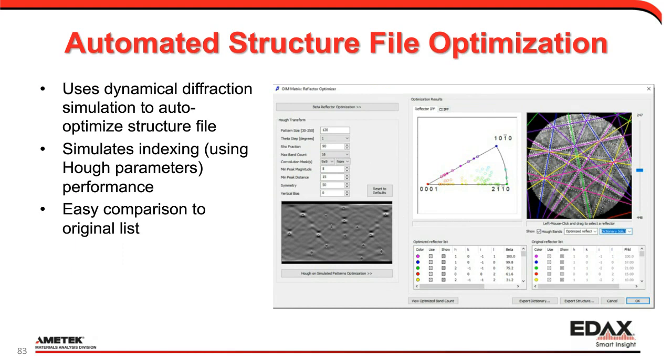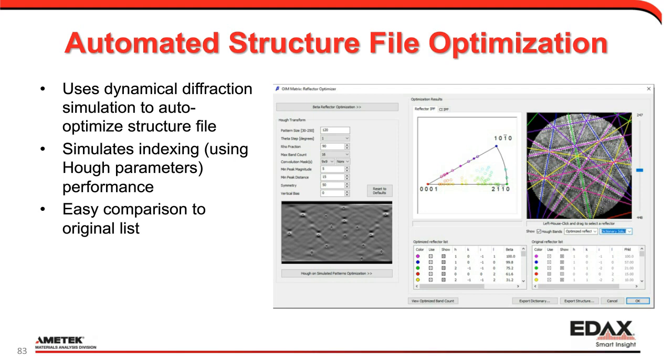So it does that by simulating multiple patterns of different orientations. You can kind of see there in that screenshot in the middle, there are lots of different dots showing the different orientations that have been sampled. And so it can use these simulated patterns to determine the diffraction bands of highest intensity using a more accurate diffraction simulation, using dynamical diffraction, to create a reflector list.